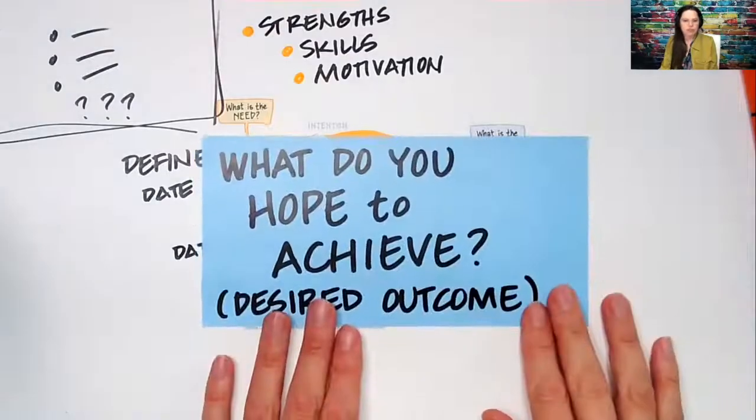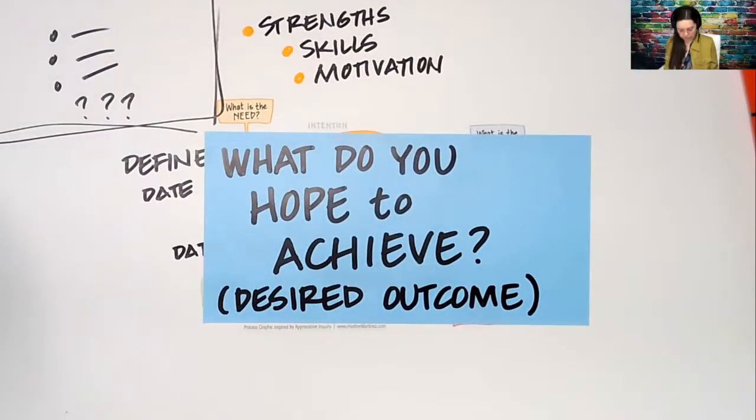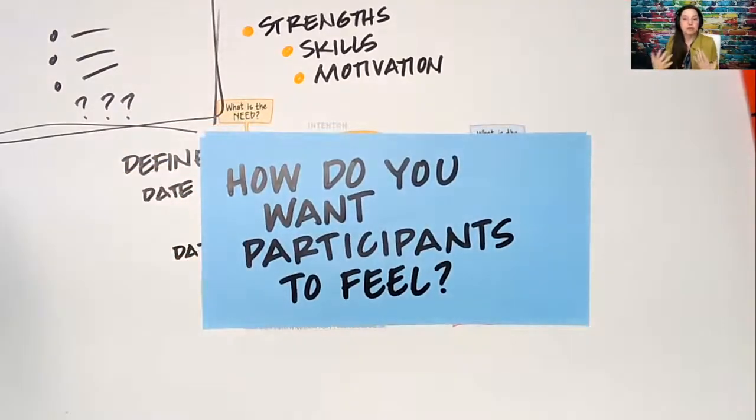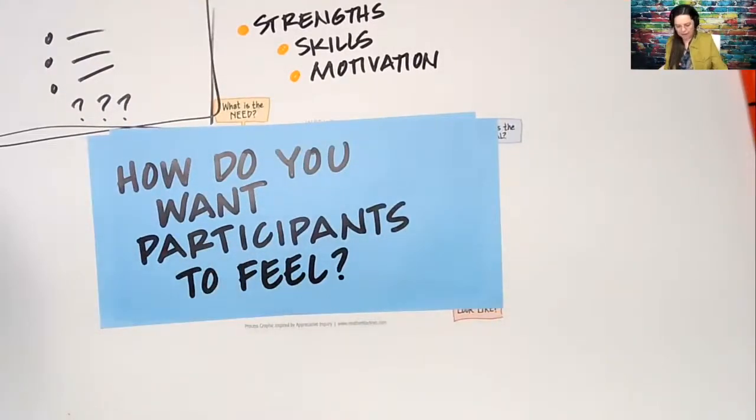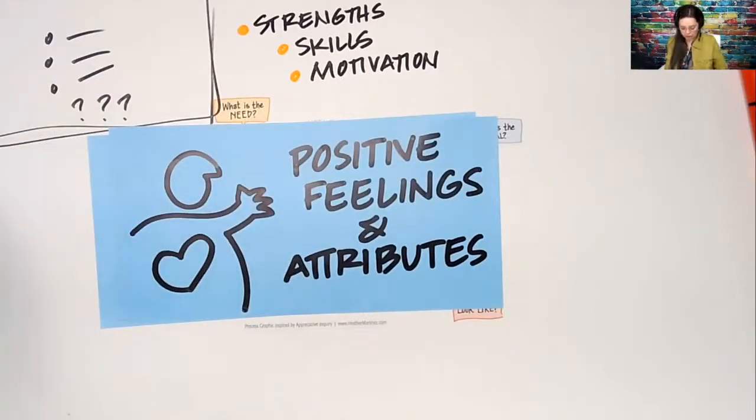So I may ask a question as simple as, what do you hope to achieve? And if that doesn't give it, like if they all of a sudden start switching to what we don't want, then I might say, okay, how do you want your participants to feel? And what I'm listening for are those positive aspects of what they want. And simultaneously, I'm thinking of ways to help their participants leave feeling good about their participation in the session that we're about to co-design. So I'm literally, again, writing down in this area the positive feelings and attributes that they are describing.